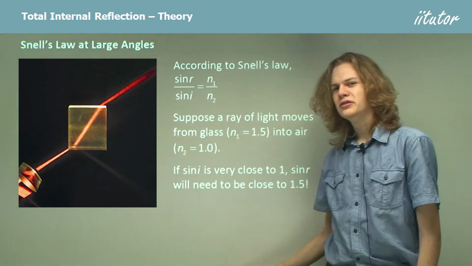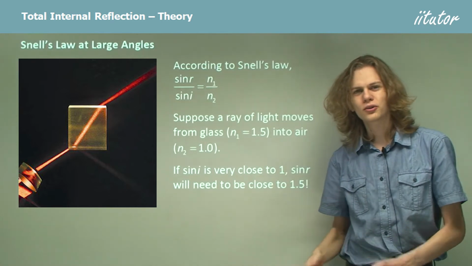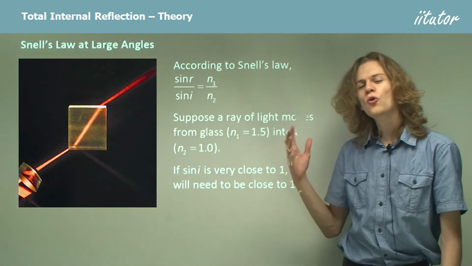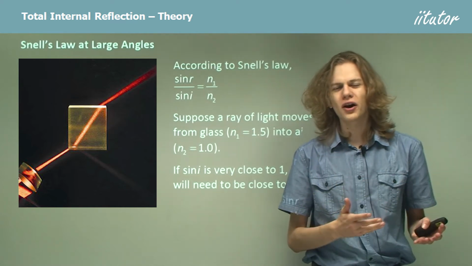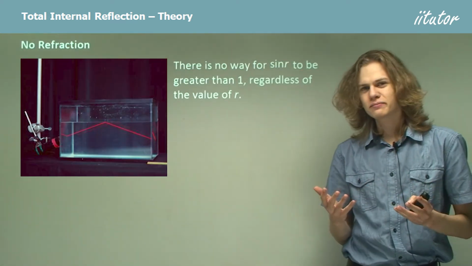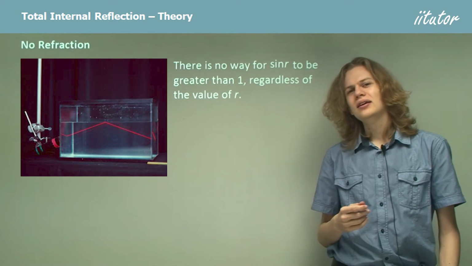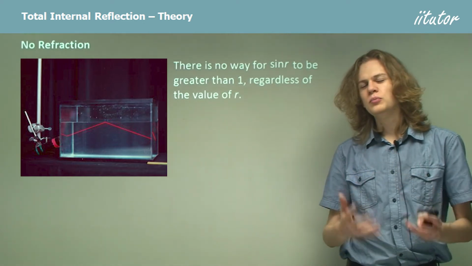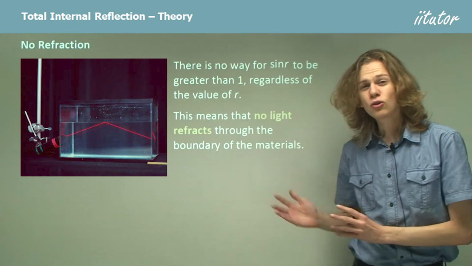Well, the problem is, sine is a very limited function. It has a range of only -1 to +1. So there's no way that we could get the sine of an angle equaling 1.5. We don't get any refraction. There's no possible angle of refraction. That means that we can't get a refracted beam of light obeying Snell's law. So we get no light refracting at all.